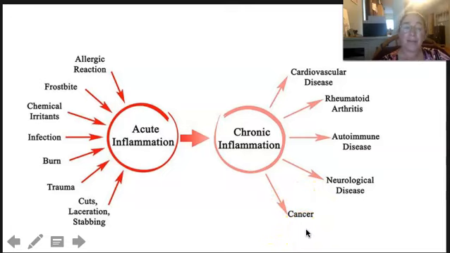For example, stomach ulcers increase your risk for stomach cancer if you don't treat them, because the chronic inflammation can damage cells and mutate them, essentially causing them to become cancerous. So it's important to treat inflammation in the acute stage and prevent it from becoming chronic inflammation to prevent these other diseases.